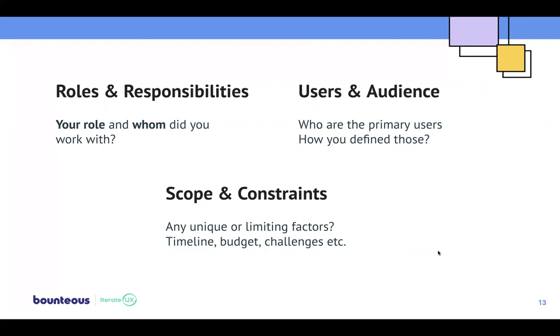Thank you. I had a question about roles and responsibilities. What are some of the common roles and responsibilities that we would have in this hackathon? Can you give an example?